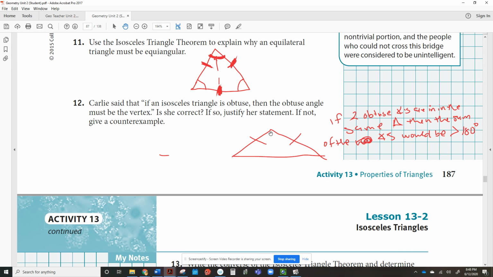It has to be the vertex angle. Again, if the obtuse angle was the base angle, then you would have two obtuse angles because you have two base angles. And if you have two obtuse angles in the same triangle, then the sum of the angles would be more than 180. You can't have that in a triangle.